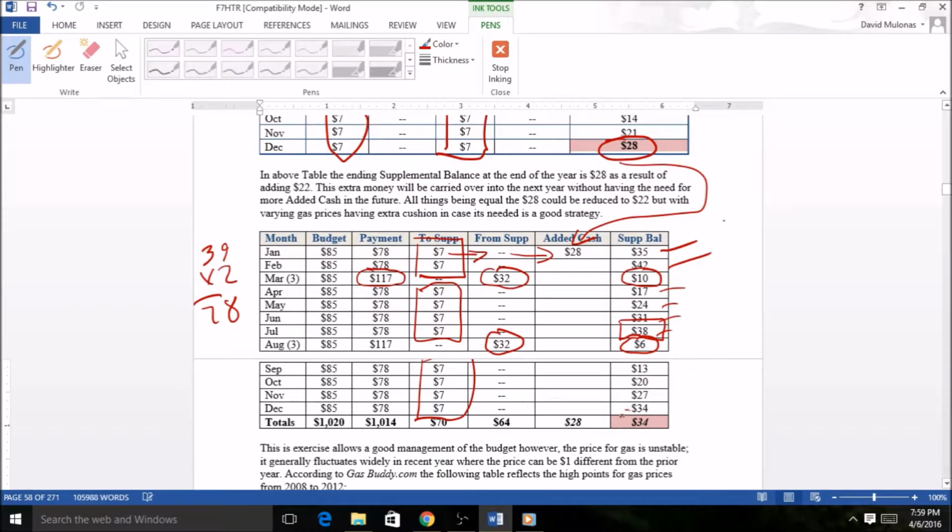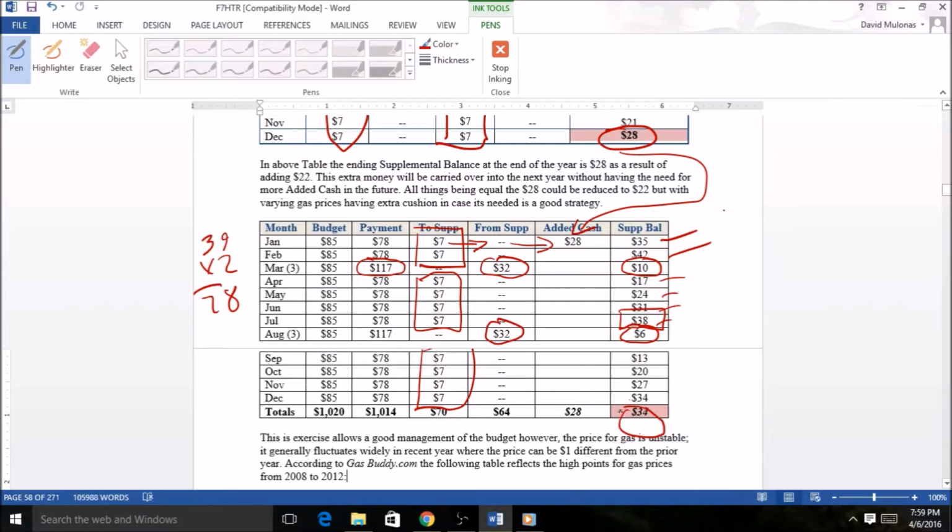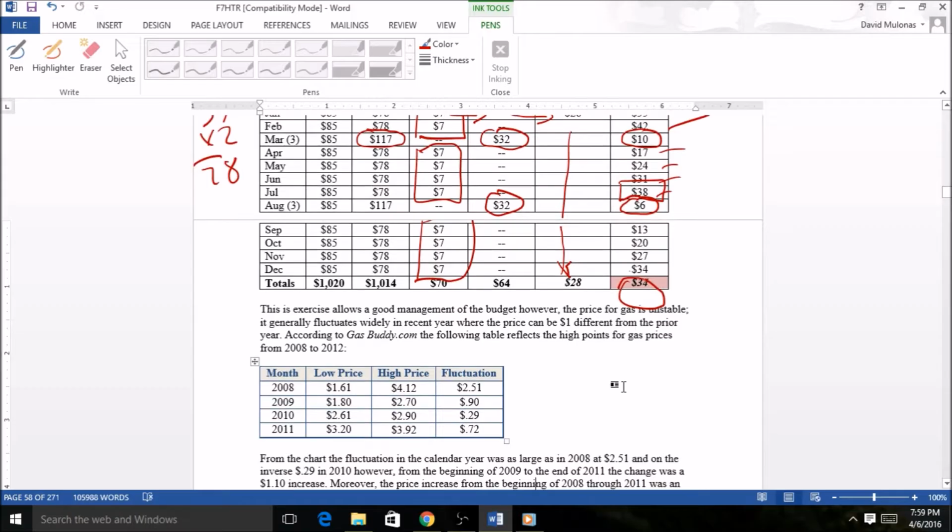And then actually we end up with $34 at the end of all this. So even adding the $28 in cash leaves us with $34 at the end. And that's okay. You have a surplus. There's nothing wrong with a surplus. I mean, if this is sitting at a couple $100s or something, you might go, wait a minute. But especially in the case of gasoline, it does fluctuate a lot. So having a little extra dollars around in your piggy bank, if you will, is not a bad thing.